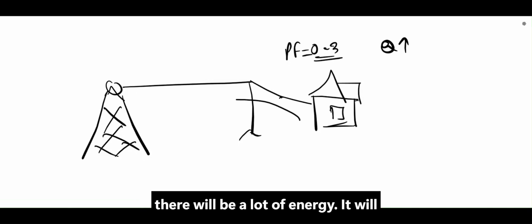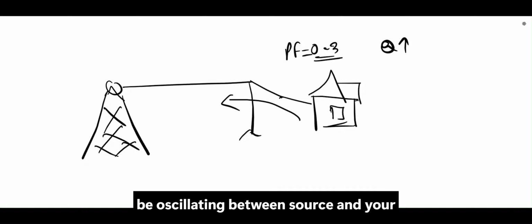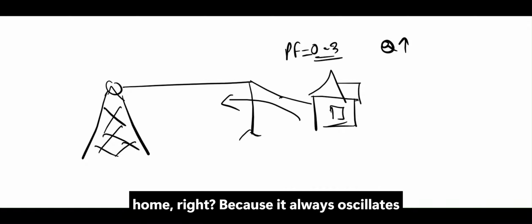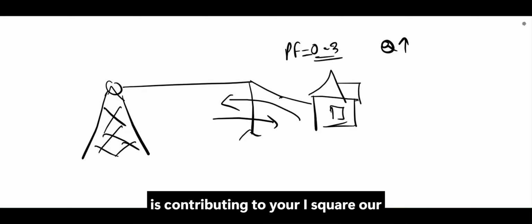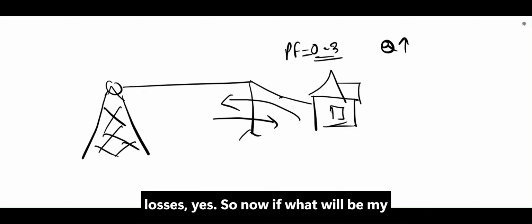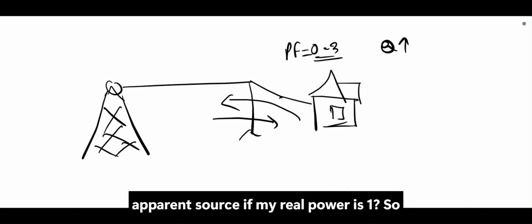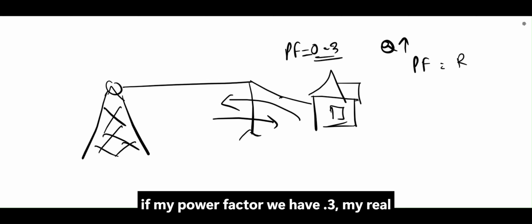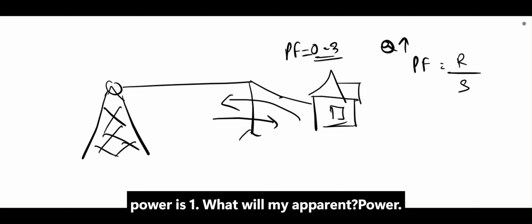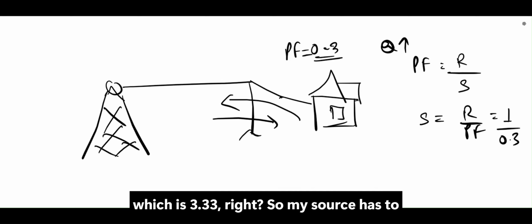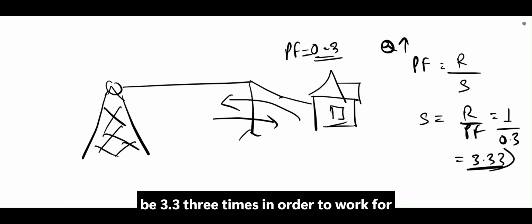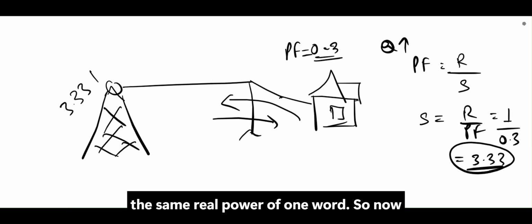If reactive power is very high, it means a lot of energy will be oscillating between the source and your home, because it always oscillates and it's not doing any real work, but it is contributing to your I square R losses. Now, if my power factor is 0.3 and my real power is 1, what will my apparent power be? It will be 1 by 0.3, which is 3.33. So my source has to be 3.33 times bigger to deliver the same real power of 1 watt.